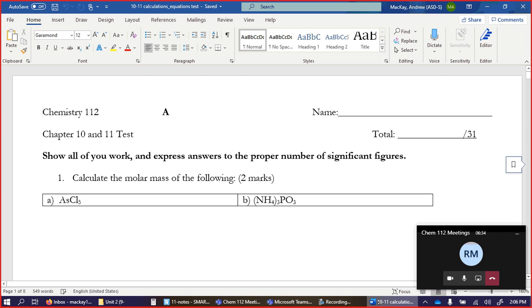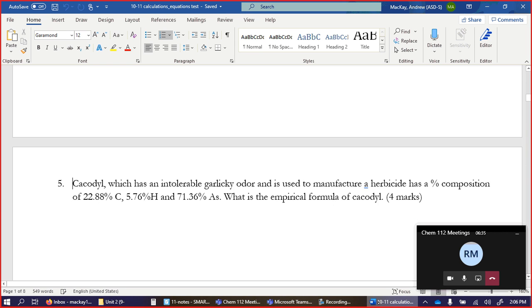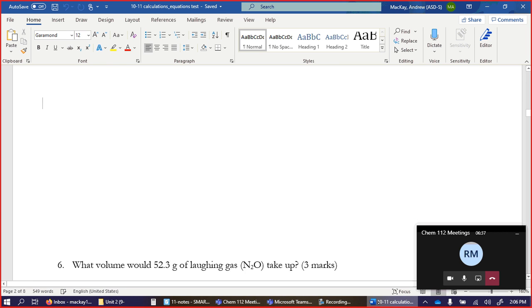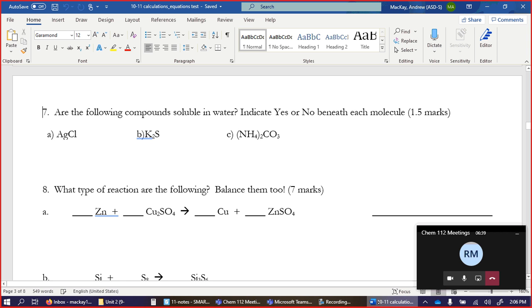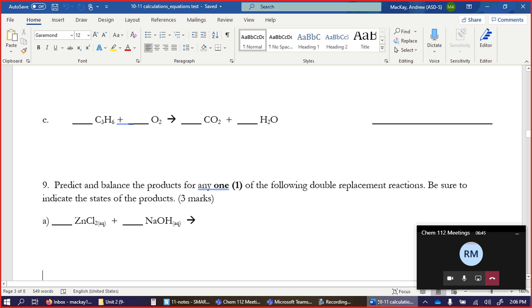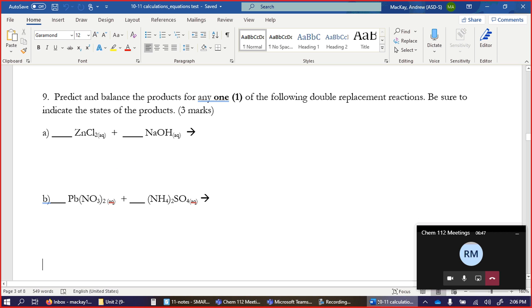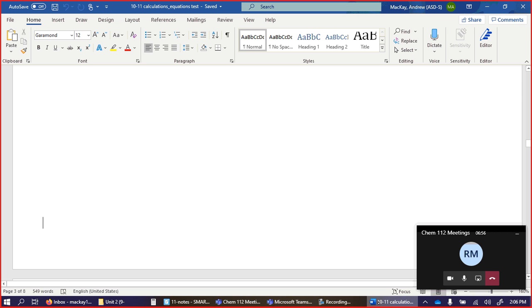You had to do something like this for that moles assignment, but are the following things soluble? What type of reactions are these? Balance them. Predict the products of one. That might change to both. Double replacement reactions. Be sure to indicate states. So one should be a solid, one shouldn't.